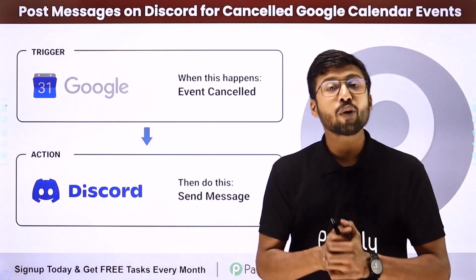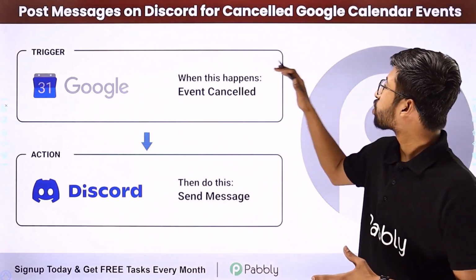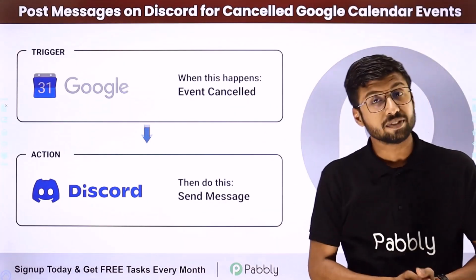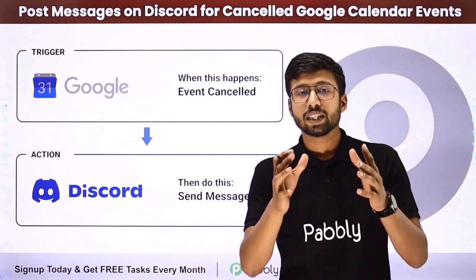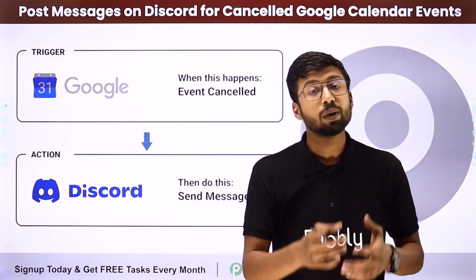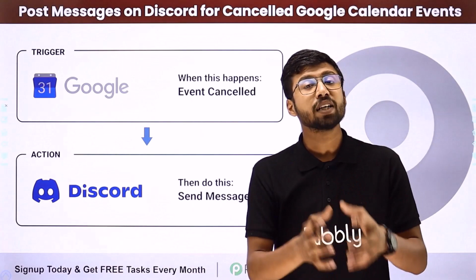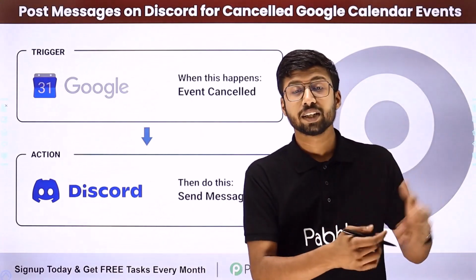So in this video, we are going to learn how to post message on Discord for cancelled Google Calendar event. So using this automation, guys, we are going to send notifications to our team members on Discord every time an event is going to get cancelled in our Google Calendar events.